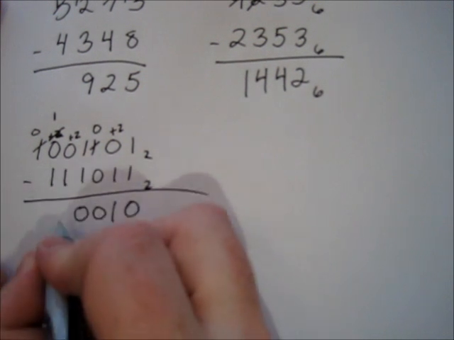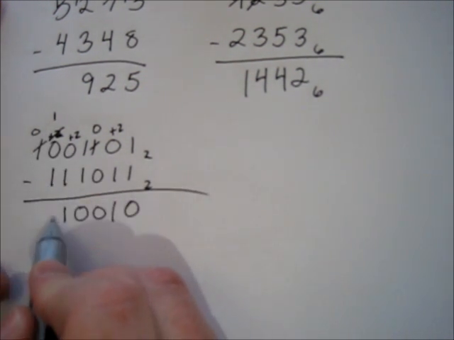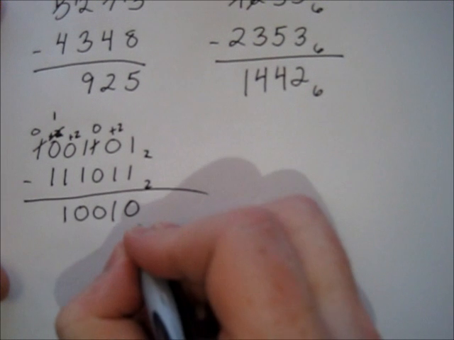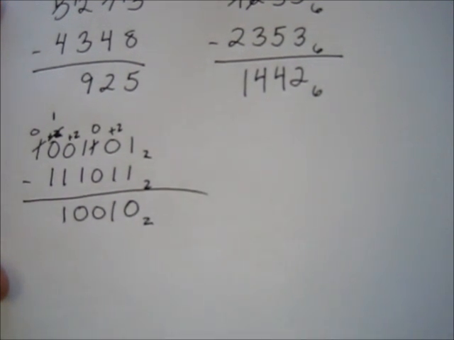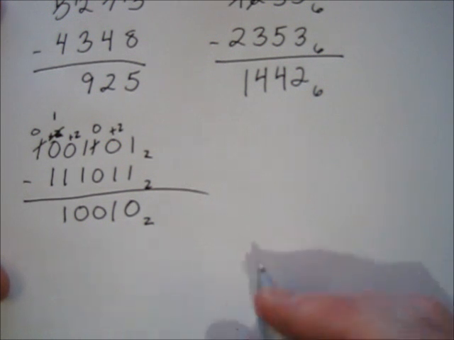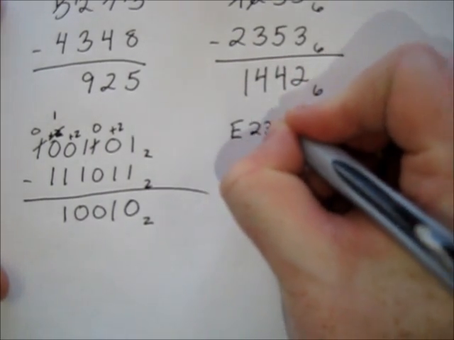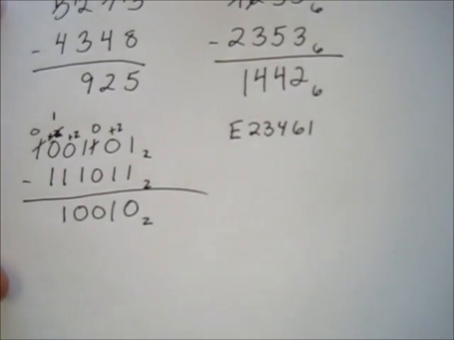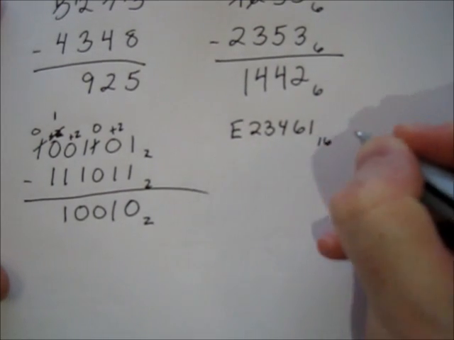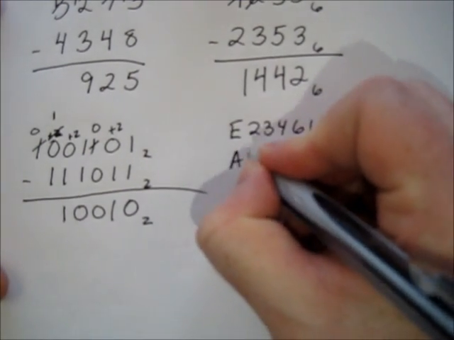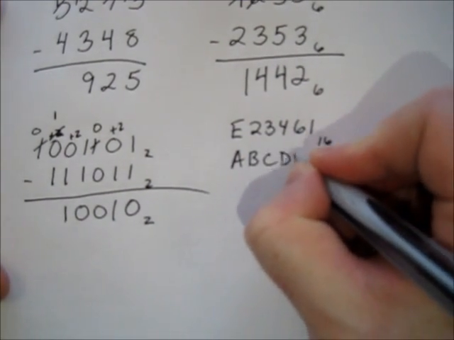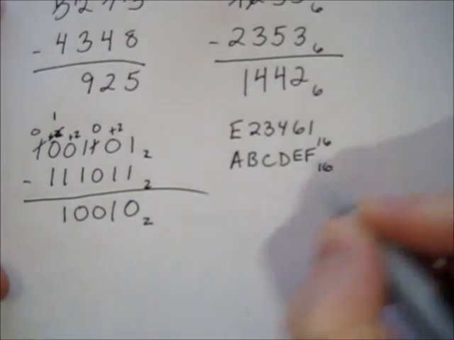So 2 minus 1 is 1. 1 minus 1 is 0 and 0. And you don't need the zeros at the beginning. So we get our answer of 1, 0, 0, 1, 0, base 2. And the other subtraction problem on the front of this worksheet, we have 23461 base 16, subtracting A, B, C, D, E, F, base 16.